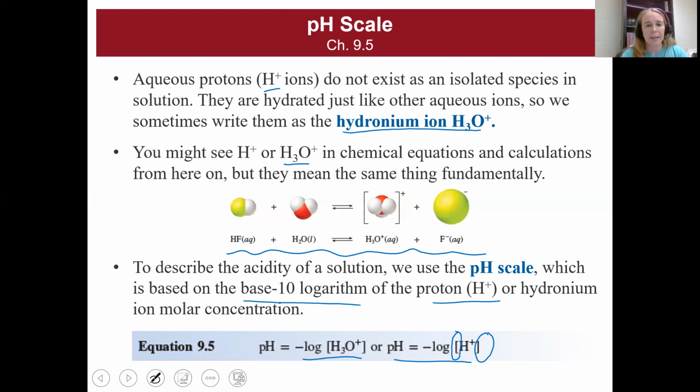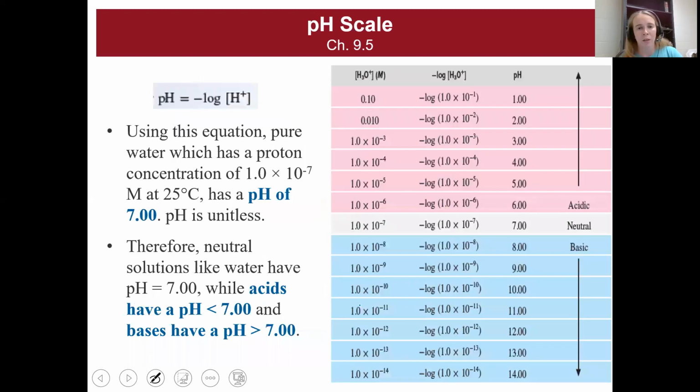So the base 10 logarithm. This is where our sig figs with logarithms are going to come in, and it's going to be lots of fun. You thought maybe we would never see logarithms in this class, but we will, a little bit. All right, using this equation, we can see that pure water, which has a proton concentration of 1.0 times 10 to the negative 7th molar at 25 C, has a pH of 7.